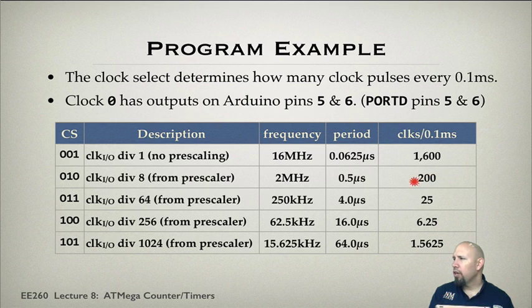Often we would like to choose a fairly large value. The larger the number of counts, the more accurate our waveform generation will be. For example, if we're off by 1 pulse, that's 1 divided by 200, which is like 0.5%. Whereas here with 25, if we're off by 1 count, that's almost 20% off. So generally speaking, the more counts the better.